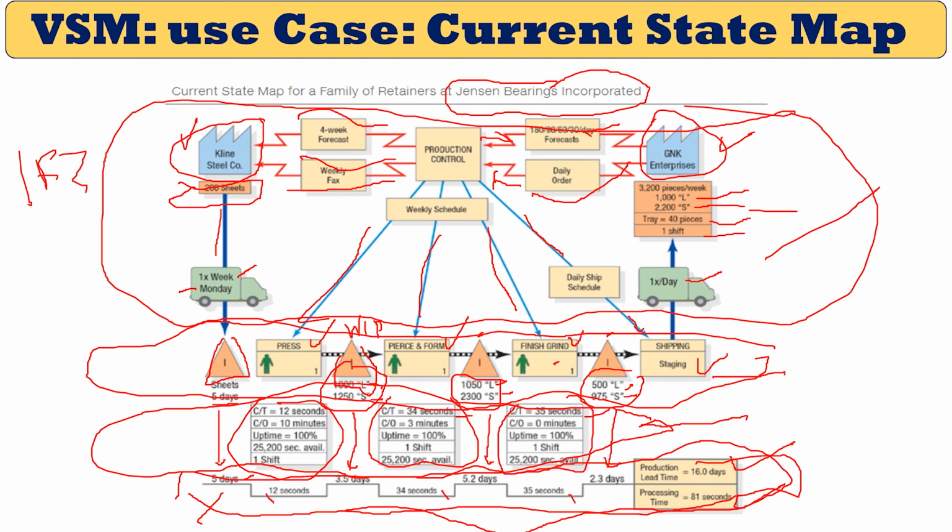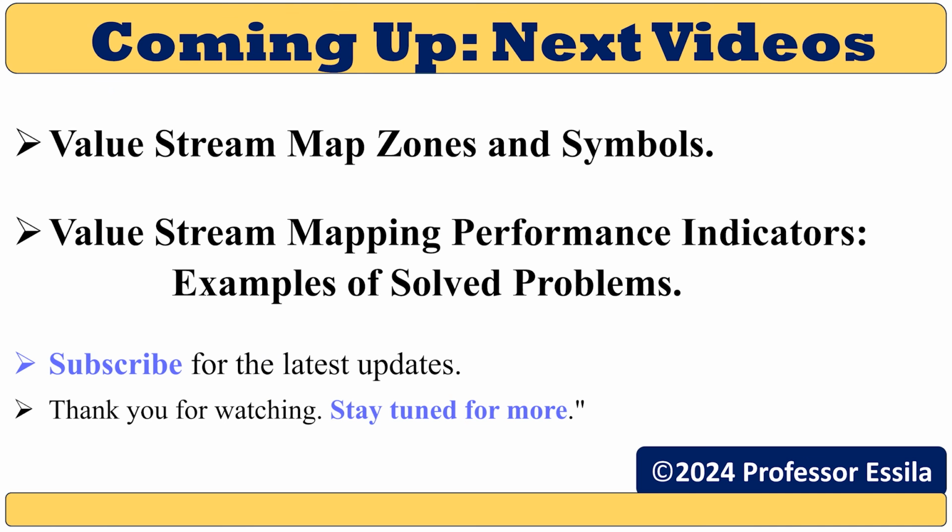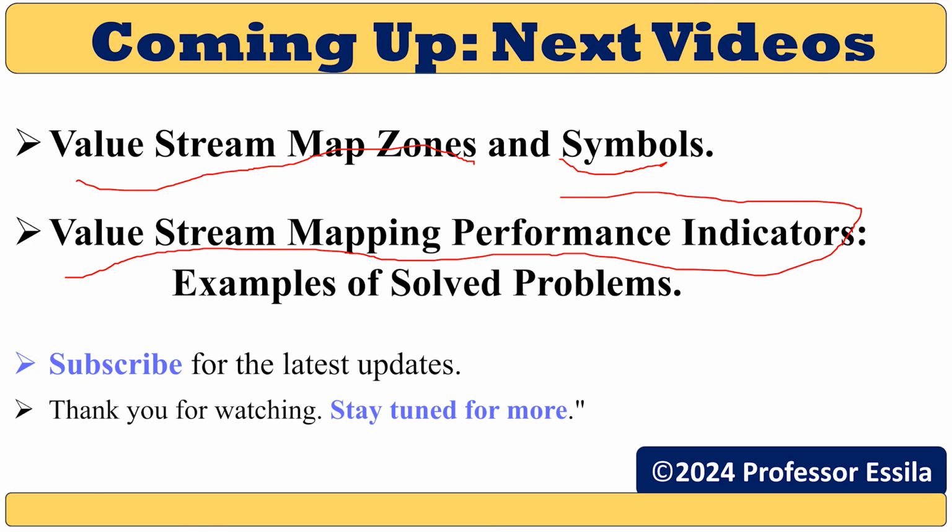So that's all I have for you today. In our next video, we'll talk about the value stream map zones in detail, and the symbols. And in another video we'll talk about the value stream mapping key performance indicators. How do you calculate them? How do you know the capacity of the value stream? How do you know the takt time? For all these we're going to have an example and a problem that we will solve.